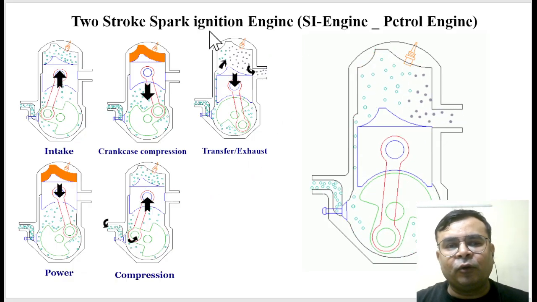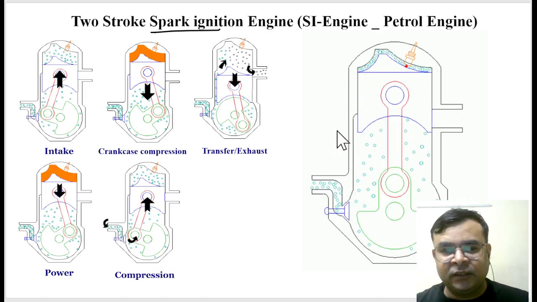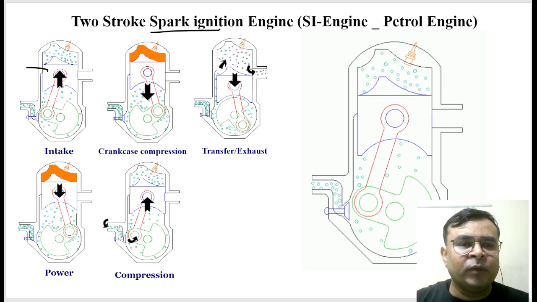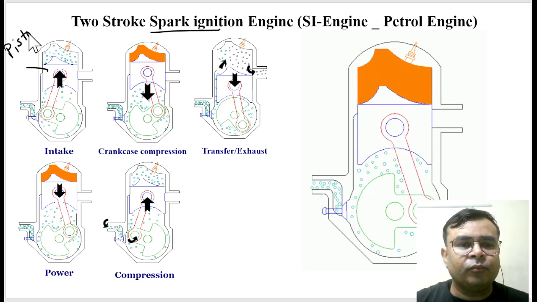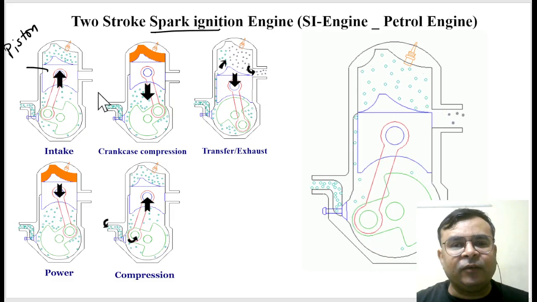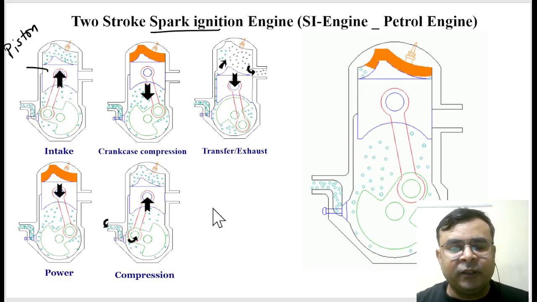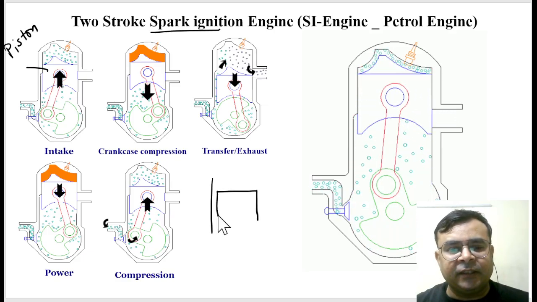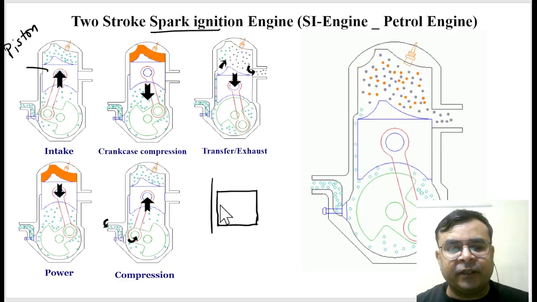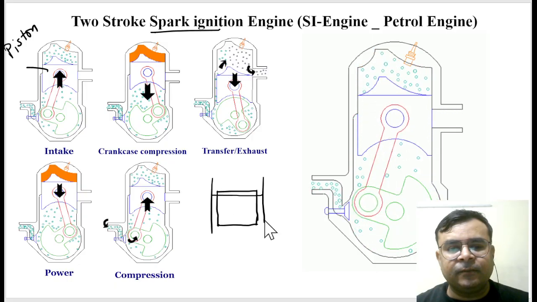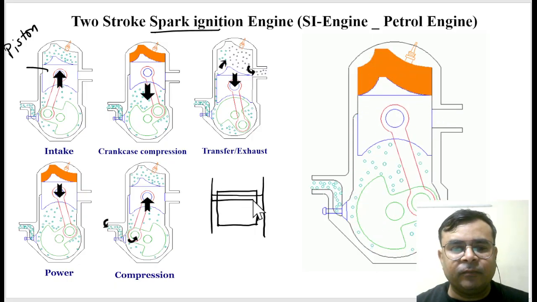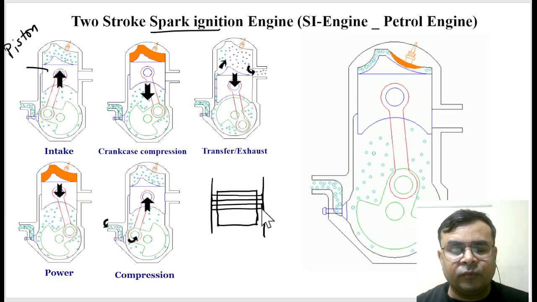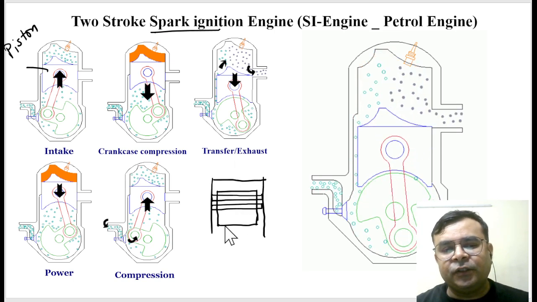So this is a two-stroke spark ignition engine, meaning a petrol engine. You can see here in the stationary condition, this is a piston. And you can see the design of the piston is different. In the four-stroke engine, basically, we have seen a flat piston like this. And of course, in this piston, we have a piston ring like this. This type of piston we saw in the four-stroke engine.